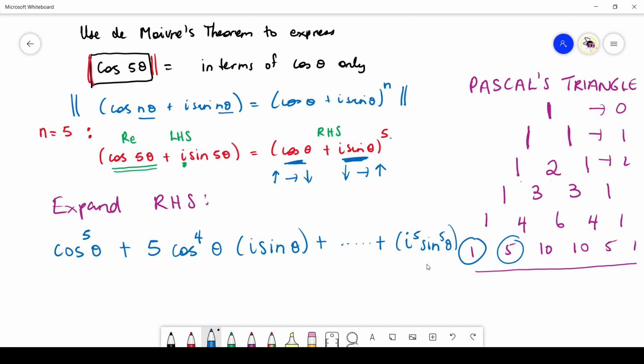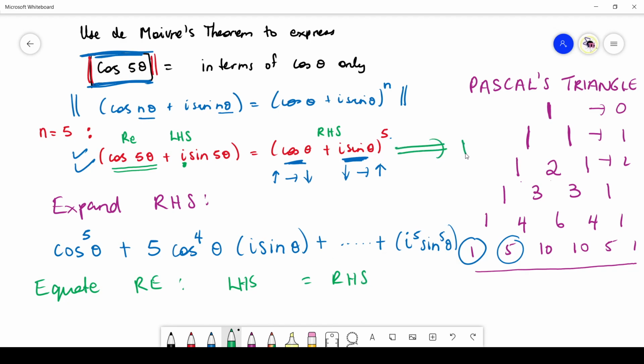And when you expand this, what you want to do is only highlight, for this question, the real parts. The reason for that is, if you look at the question, it wants an expression for cos 5 theta, and cos 5 theta is a real part. Remember over here, cos 5 theta is the real part. So essentially what you want to do is equate your real parts of both your left-hand side and your right-hand side. Over here, I'll call this our essential equation. This is what we're looking at.